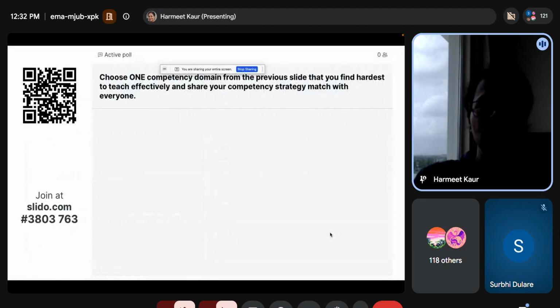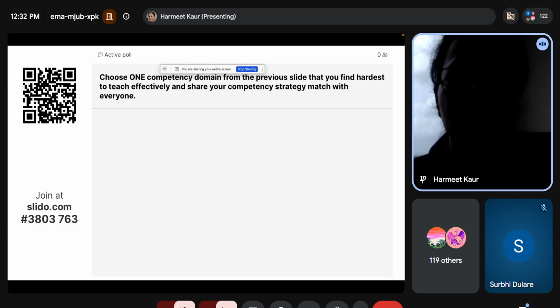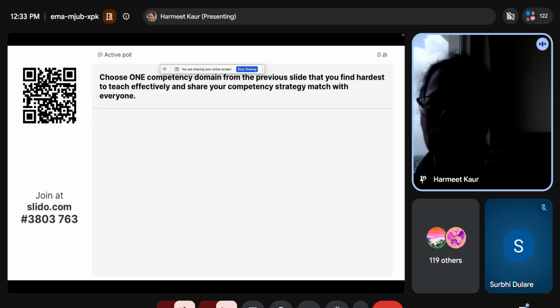Okay, now coming to another activity. Please open slido.com again. In the previous slide, we talked about the competency domain. Now you have to choose one competency domain from the previous slide that you find hardest to teach effectively, which you feel is very difficult. Along with that, share your competency strategy.